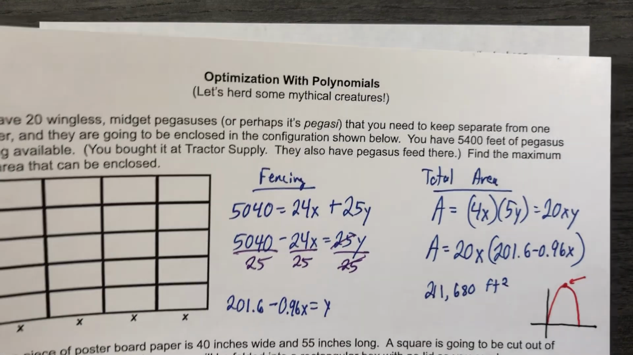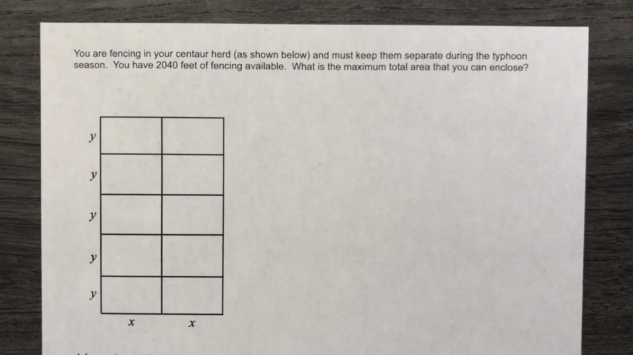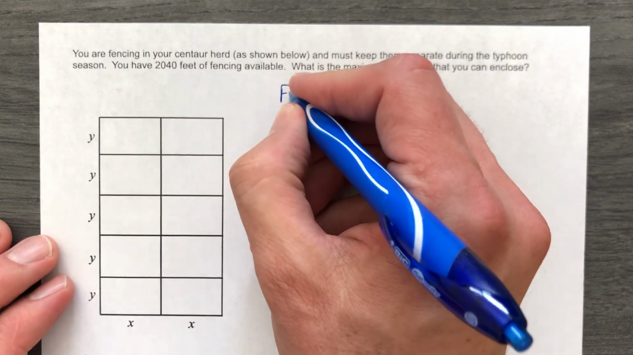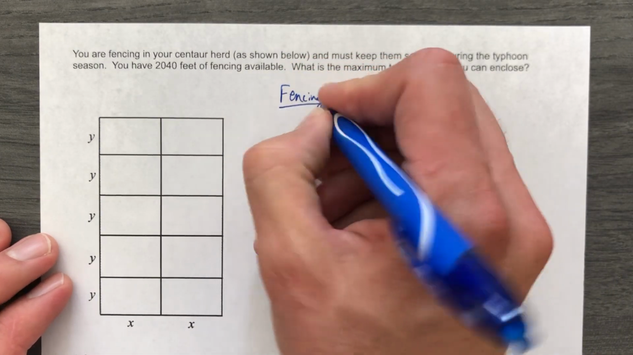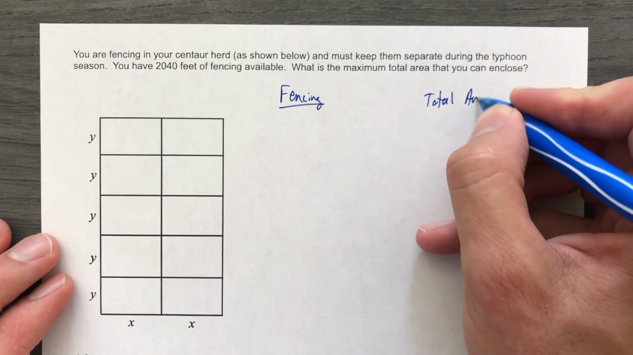So I recommend you try this one on your own. Unless you need to hear this, mute this. So we're going to have two things. One thing I know: how much fencing we have. And one thing I don't know, and that's going to be the total area.